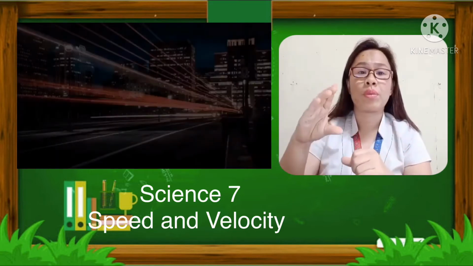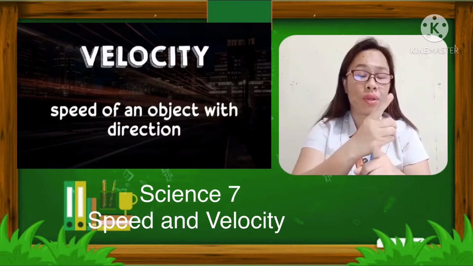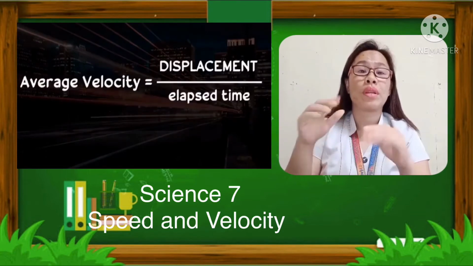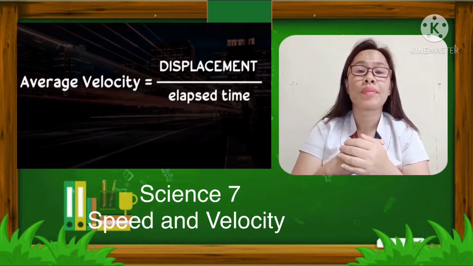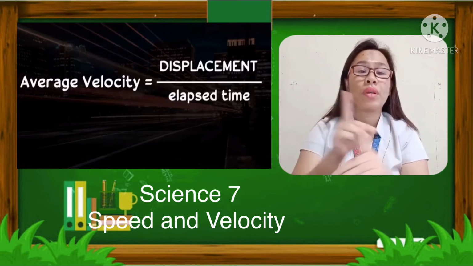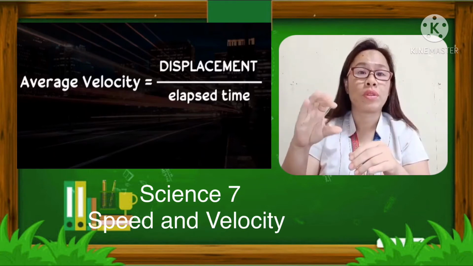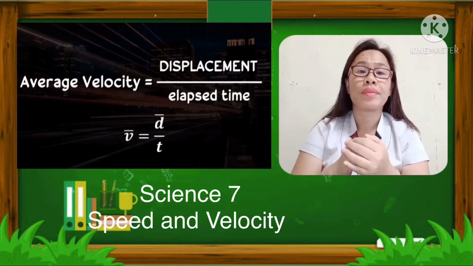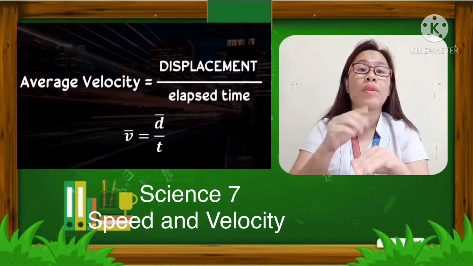Now let's proceed to velocity. It is simply the speed of an object with direction. We can find the average velocity by dividing displacement over elapsed time. Kanina sa speed, we used distance. And now, we will be using the displacement, which is a vector quantity. Because of this, velocity is also a vector quantity. We can also write it this way. Average velocity equals displacement over time.